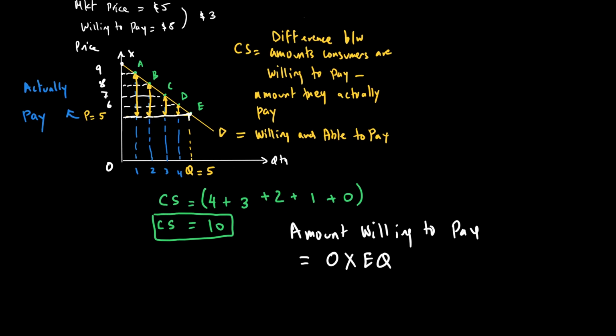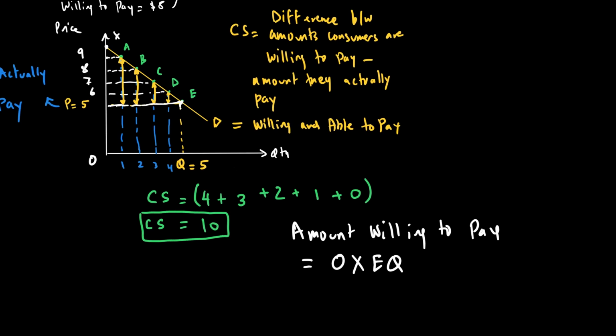But what is the amount that I'm actually paying? Amount actually paid. And the answer is, amount actually paid would be OPEQ, because that's price times quantity. It's price times quantity. Let me write this: P times Q, or OPEQ.